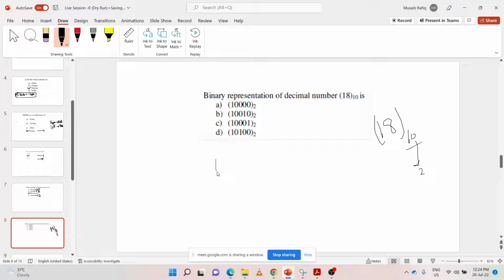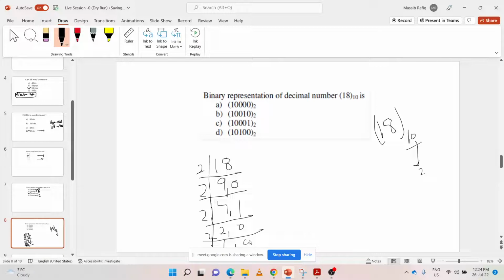So we can just do it like this: 18, and we'll divide it first by 2. 18 divided by 2 is simply 9 with the remainder 0. Now we will divide this 9 by 2. 9 divided by 2, 2 multiplied by 4 is 8, with the remainder 1. Now we again divide by 2. 4 is 2 times 2 with the remainder 0. And then we will again divide this 2 by 2, which is 2 times 1 is 2, with the remainder 0.